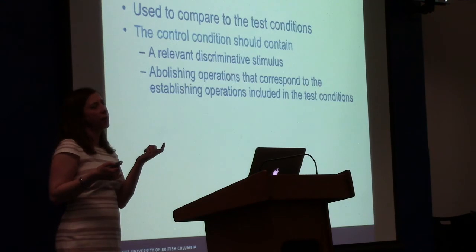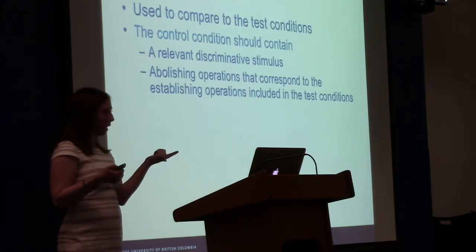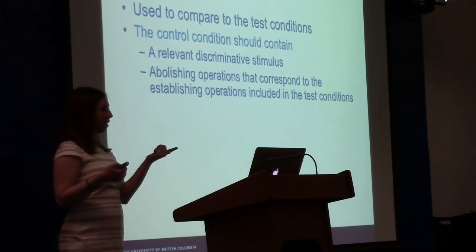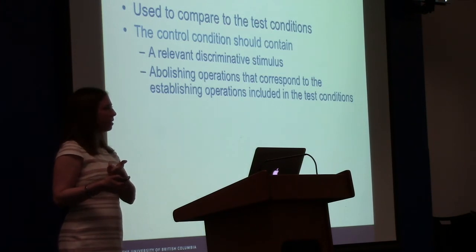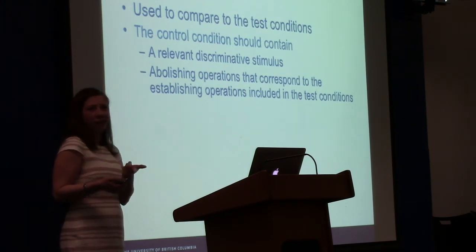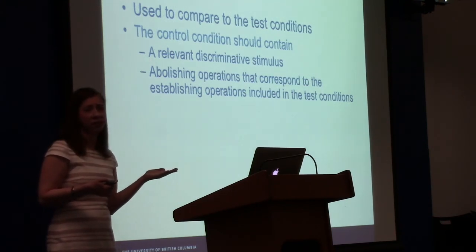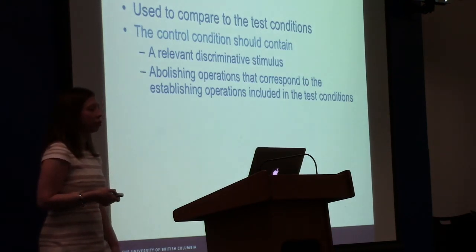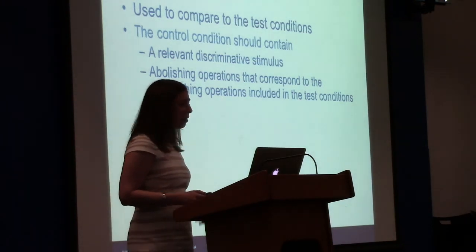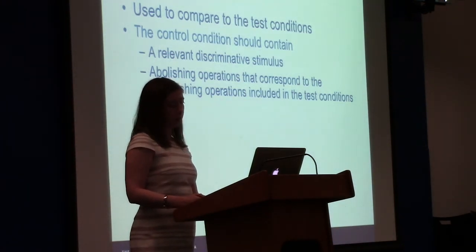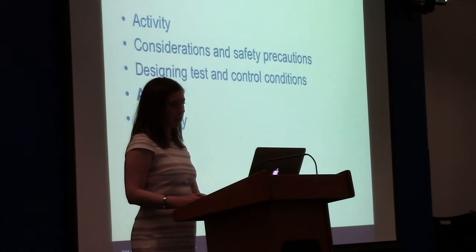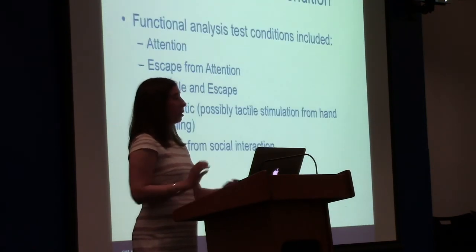So if you're just running attention and demand as test conditions, you see why the toys seem a little odd in the toy play? Because you're not assessing tangibles and those items aren't appearing in any of the test conditions, so why have it in the control condition at all? So what I thought we would do, I think the best way to wrap our heads around this, is to talk about what those conditions would look like.